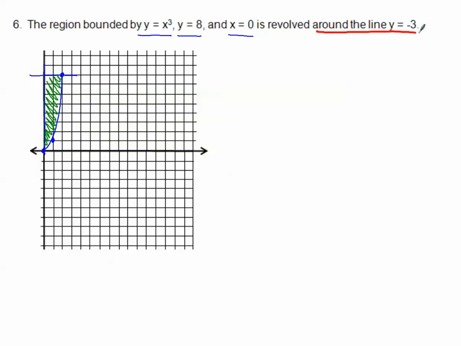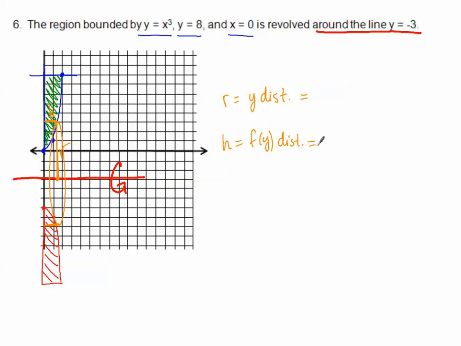Let's take a look. y equals -3. Going around there, let's draw our little reflection just to get an idea. So it looks something like this. Let's draw our shell. So going around this, there's the top of our cylinder, there's the radius, and there's the height. It's a horizontal axis, so the radius is the y distance, and the height is the f of y distance.